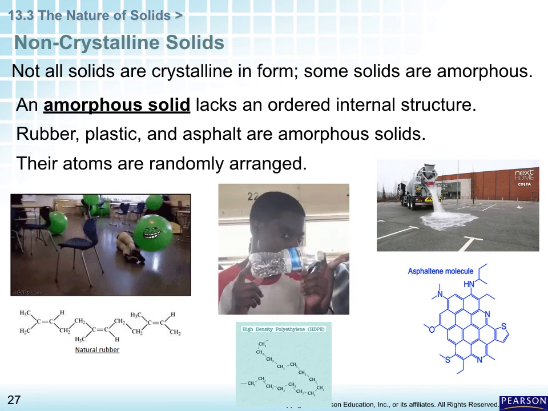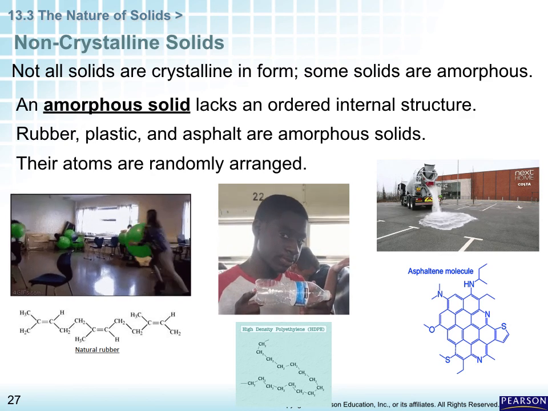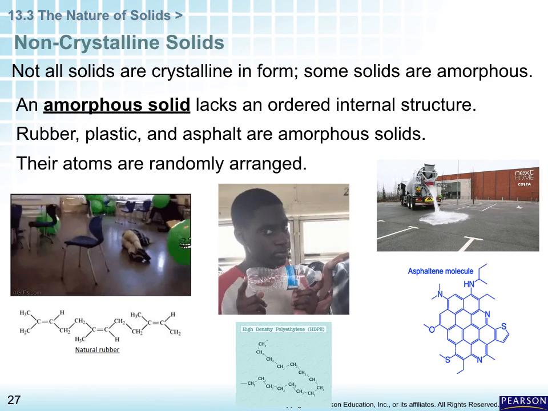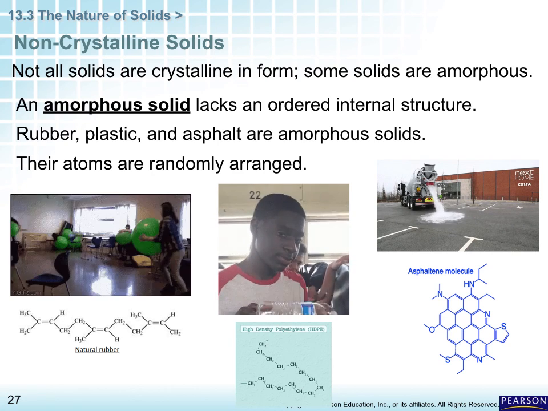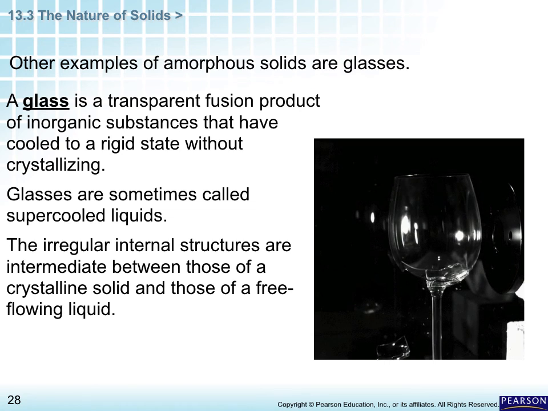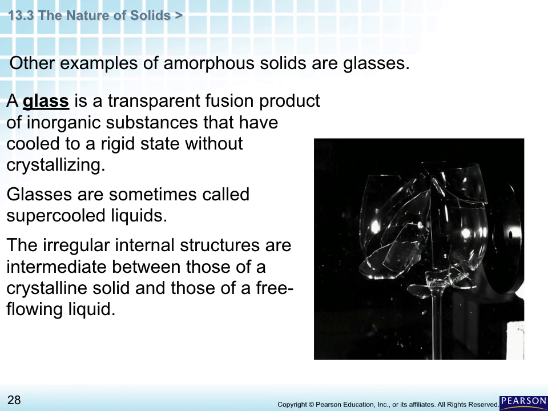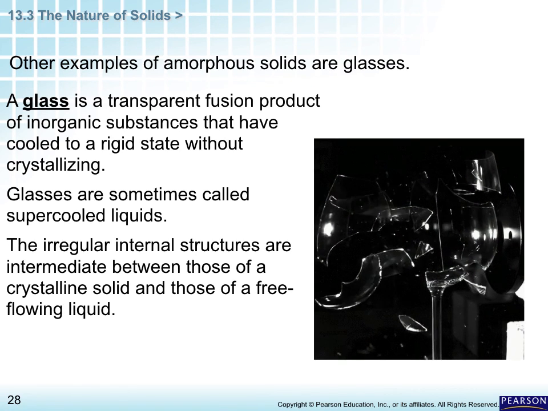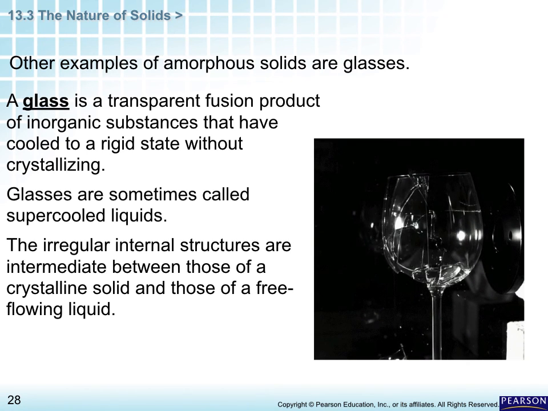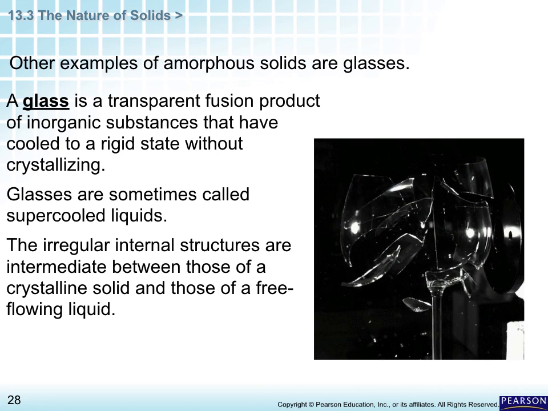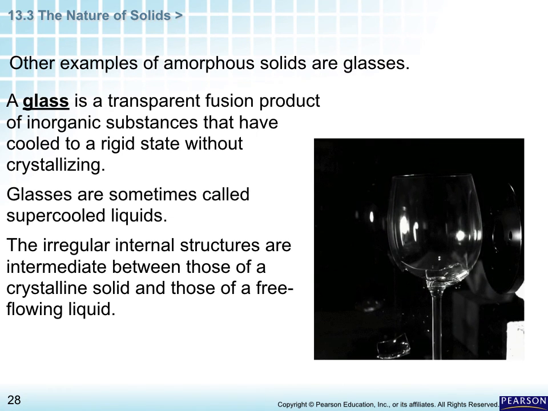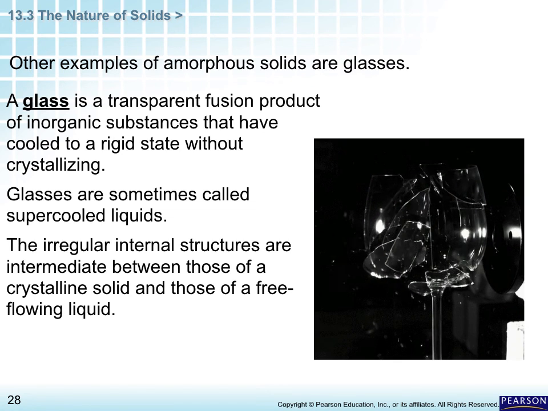On the bottom left, I have the natural rubber structure. In the middle, I have a plastic structure, and on the right, I have asphaltene molecules, which are in asphalt, and their structure. Other examples of amorphous solids are glasses. A glass is a transparent fusion product of inorganic substances that have cooled to a rigid state without crystallizing. Glasses are sometimes called supercooled liquids. The irregular internal structures are intermediate between those of a crystalline solid and those of a free-flowing liquid.